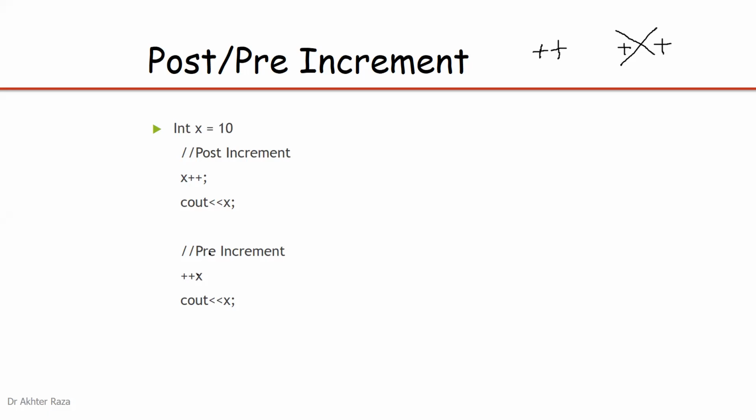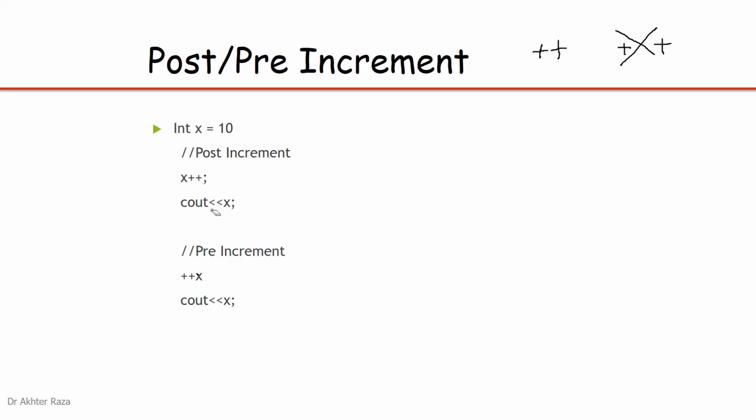So here we have a pre-increment. Pre-increment is plus plus x. The value of x will be increased by 1 before taking part in any statement. Here, in the post case, the value of x will be increased by 1 after taking part in the current statement. So what is the current statement?